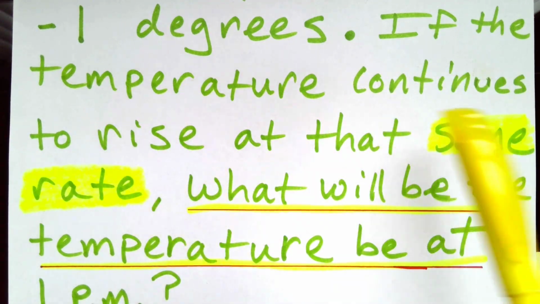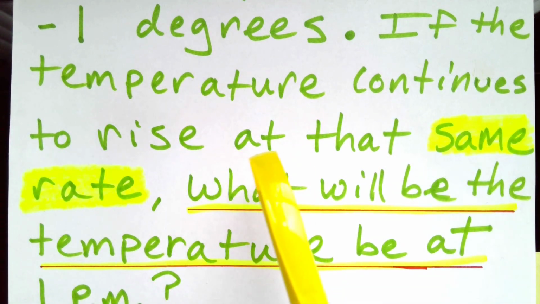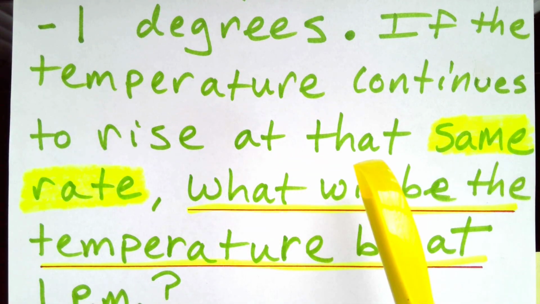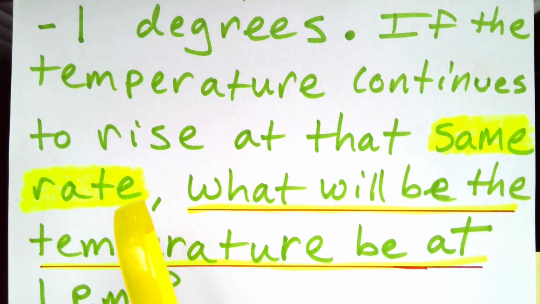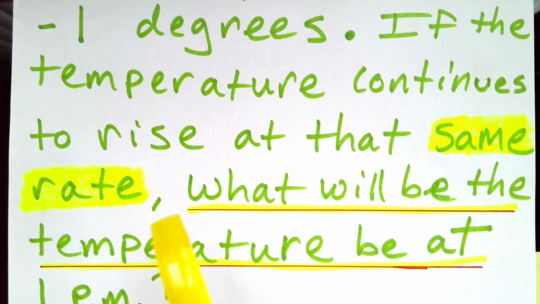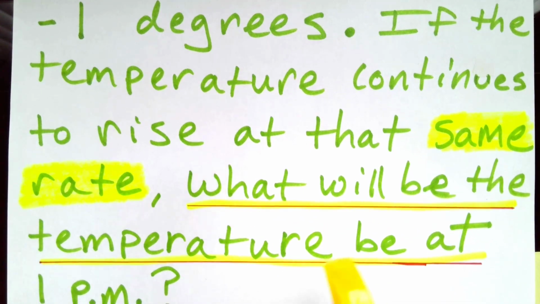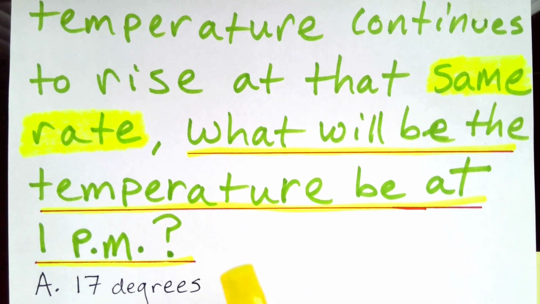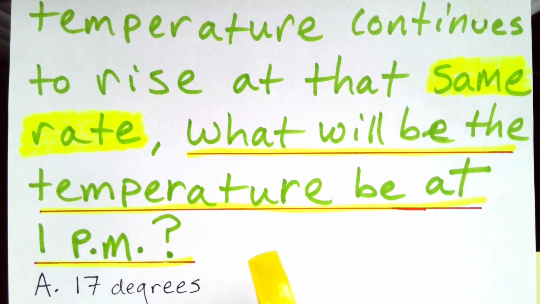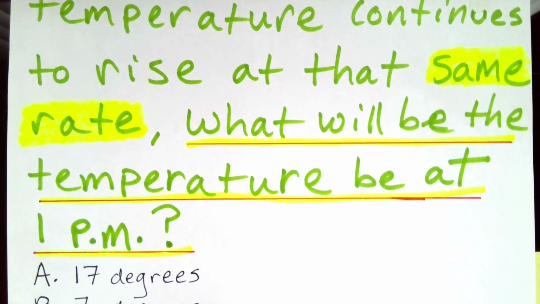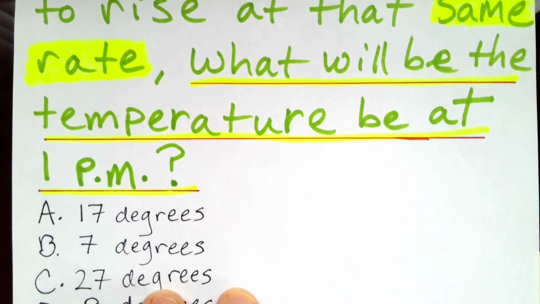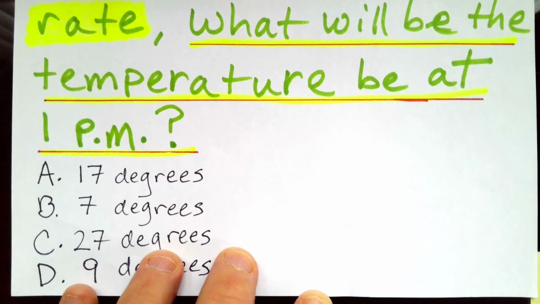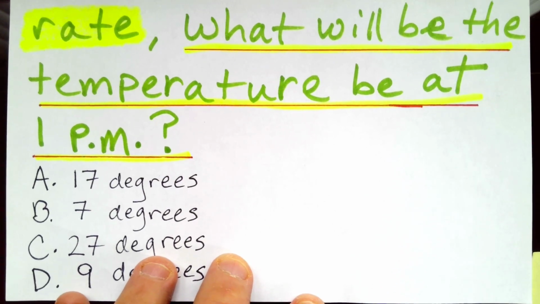If the temperature continues to rise at that same rate, so the temperature went from negative 10 to negative 1, that's rising. If I said anything different, that's just a slip of the tongue. What will be the temperature at 1 p.m.? So you're starting at 4 a.m. The change continues until 1 p.m. That's a total of 9 hours. I'll get into that a little bit more in this first method.